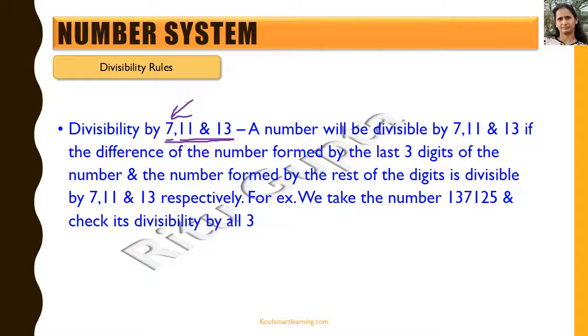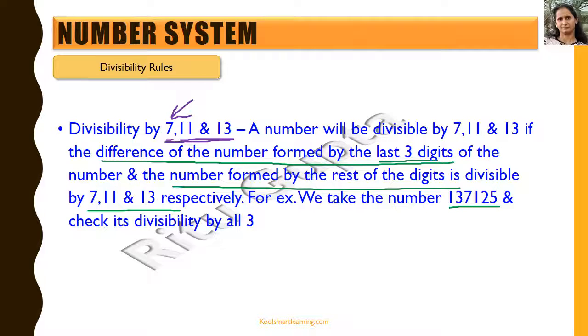A number will be divisible by 7, 11 and 13 if the difference of the number formed by the last 3 digits of the number and the number formed by the rest of the digits is divisible by 7, 11 and 13. Then the number will be divisible by these numbers respectively, not all 3. We are saying whichever is applicable. So let's take an example of 137125.